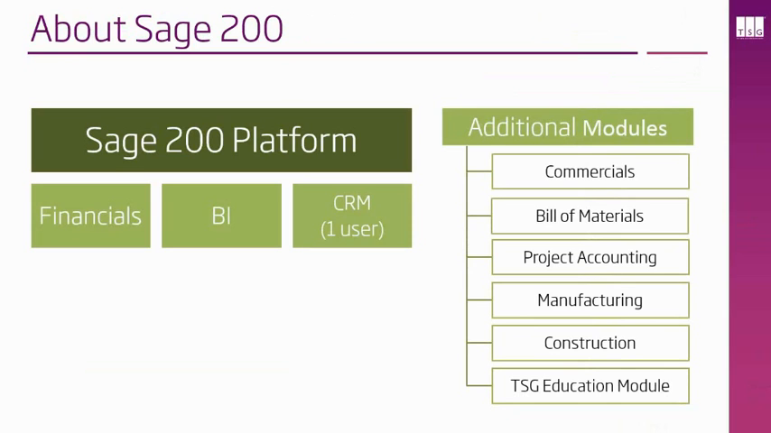So the ones that are available down the side, the first one and most popular is the commercials pack. So what you get in there is sales order processing, purchase order processing, stock, and something called price book, which is basically price matrices and discount models and suchlike. We've got bill of materials, which is an extension to stock. So this is kind of a standalone entity, kits, packs, assemblies, and maybe basic manufacturing.